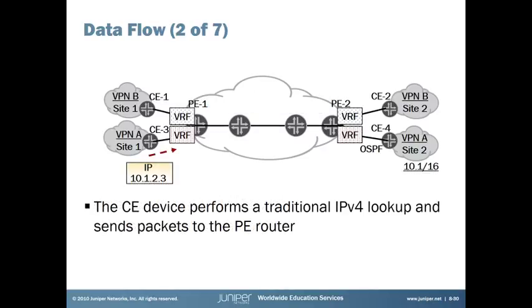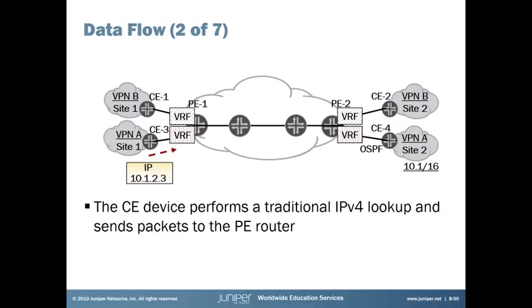Alright, so the CE device performs a traditional IPv4 lookup and sends packets to the PE router. So here we are, CE and PE, the data comes out of the site, say looking at, in this case, VPN A site 1. Traffic comes out of site 1 over to PE1, and it arrives on the interface which is associated with the VRF that is dedicated to that particular site.